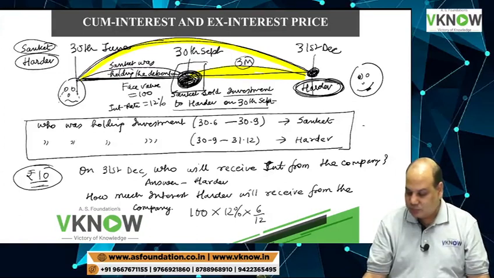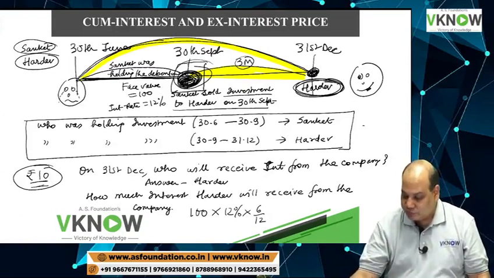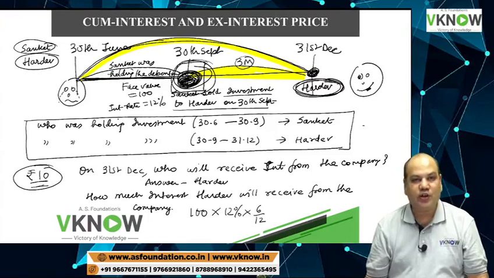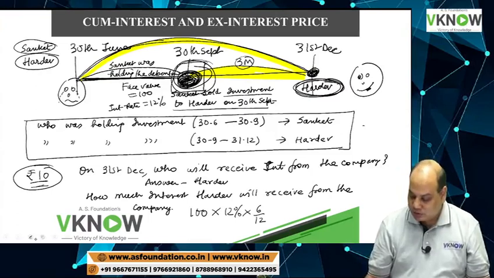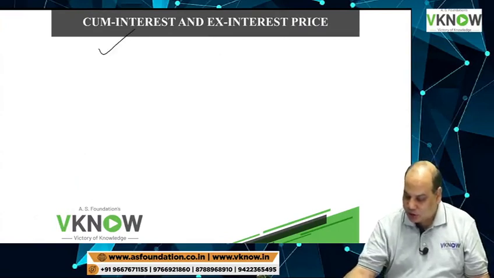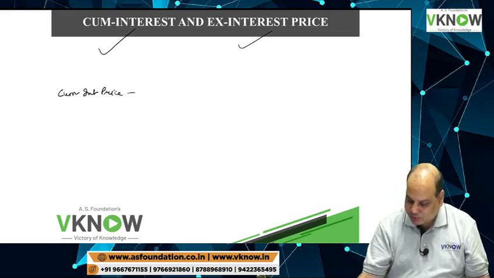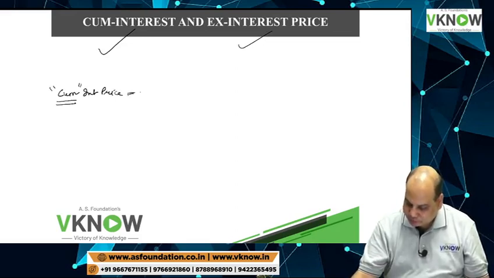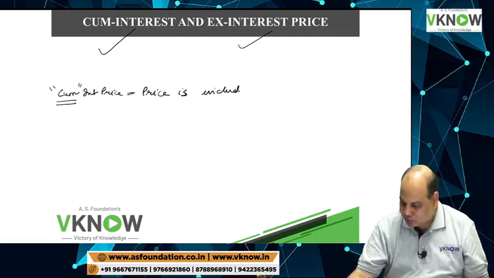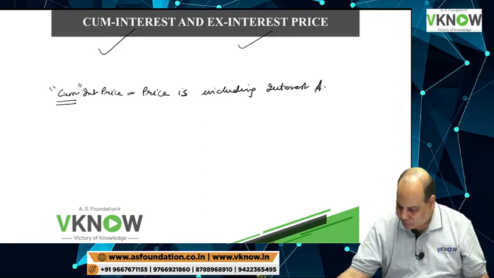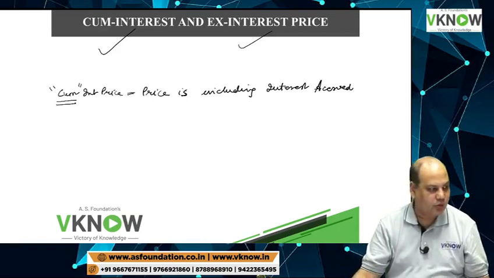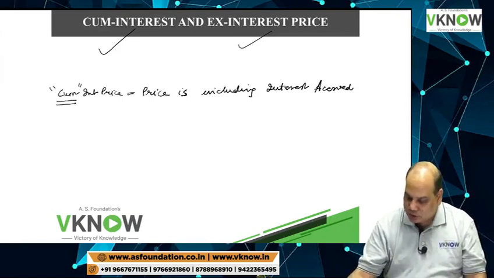Is it right? So on this date, there are two ways the pricing can be negotiated between these two parties. One is called cum interest price and one is called ex interest price. Cum interest price, as the name suggests, means the price is including interest accrued.